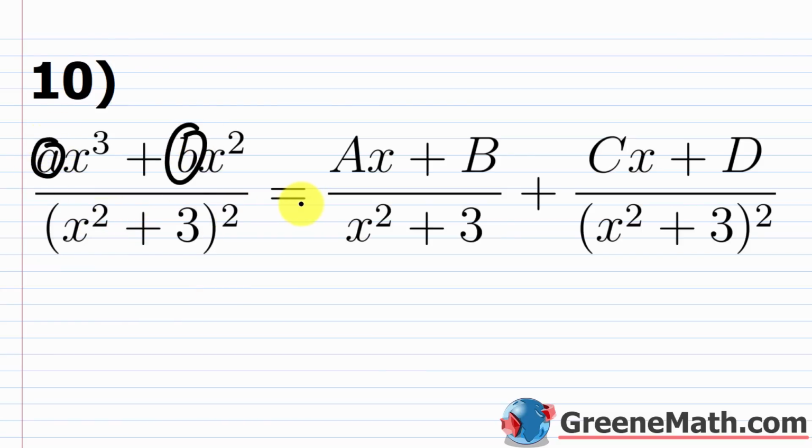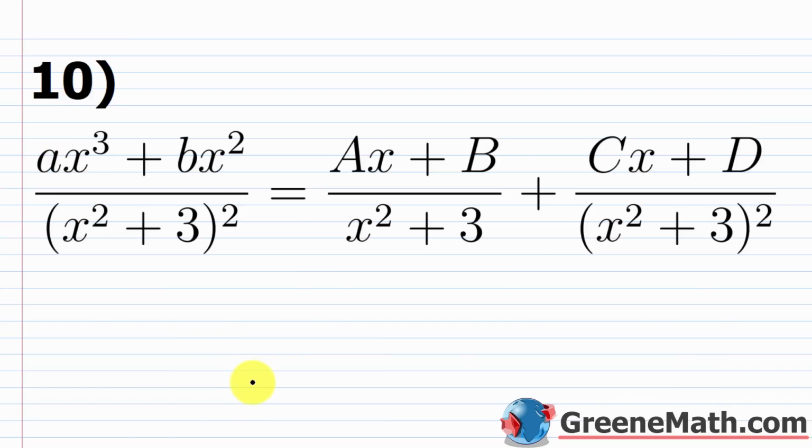So we're saying this is equal to (Ax + B)/(x² + 3) + (Cx + D)/(x² + 3)². Now this A, this B, this C, and this D, those are all capital letters. What you want to do, or your goal here, is to have your A, B, C, and D, those capital letters, put in terms of these lowercase letters. This is actually a lot easier than it sounds.